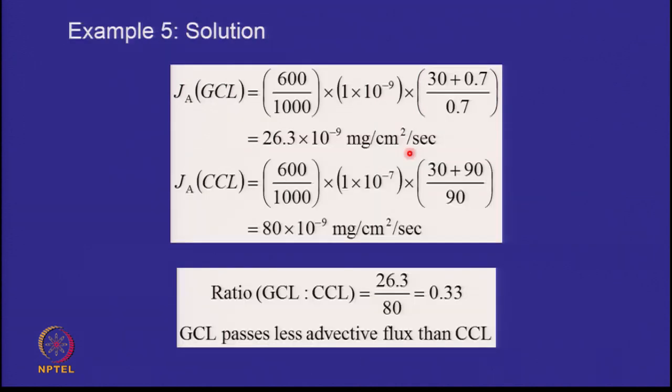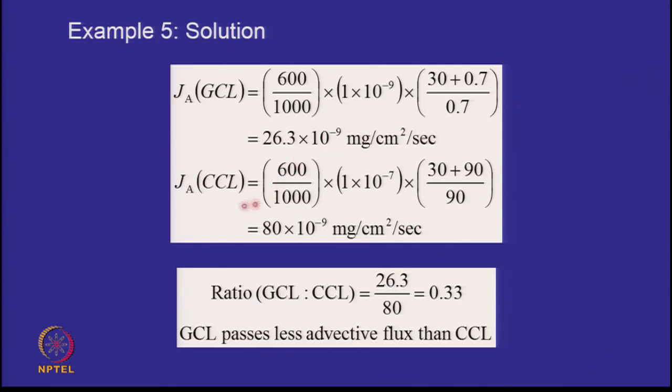In the GCL, please note 10 to the power of minus 9 centimeters per second is the K. This was 600 milligram per liter. So we are trying to convert milligram per centimeter cubed. So 600 by 1000. Head is 30 centimeters. Thickness is 0.7 centimeters. And you should get this value of advective flux through GCL. Please confirm that you are getting this value. Anybody is confirming it? Okay, great.